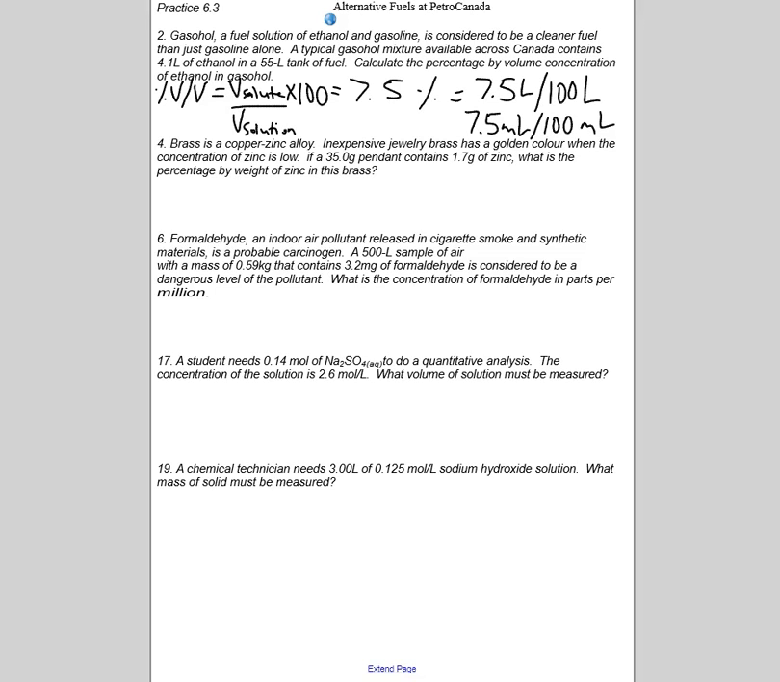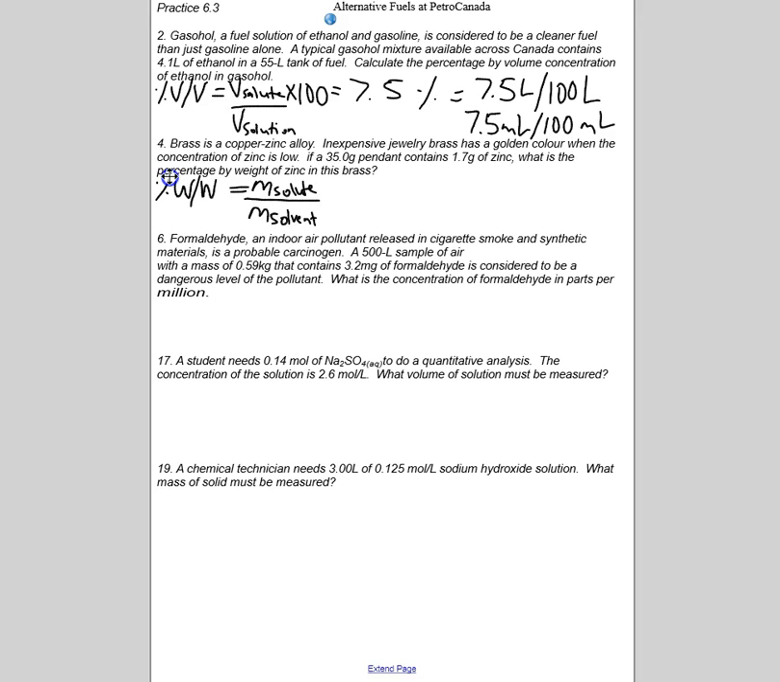Okay, number 4 is a solid-solid solution. So this is an alloy, a mixture of copper and zinc to make brass. So if we have a small amount of zinc and a larger amount of copper, we could sort of say that copper is the solvent. And in this case, the weight percent or percent weight to weight. In this case, it's going to be a ratio of two masses. It's going to be the mass of our solute, which would be the zinc, divided by the mass of the solvent, which will be the brass.